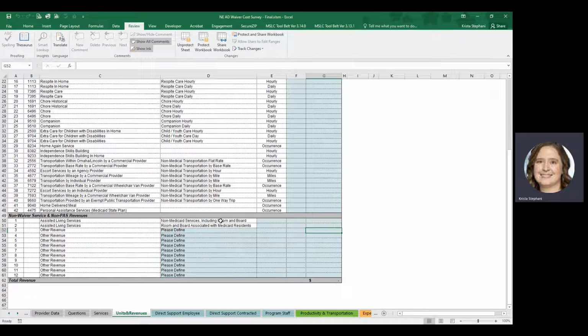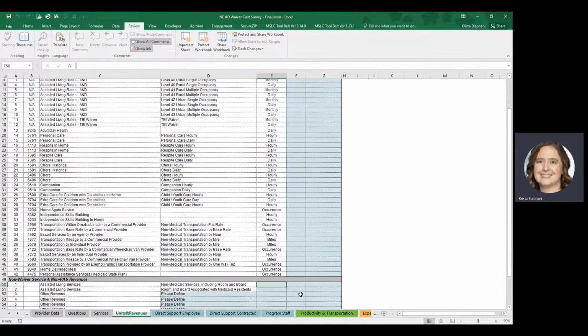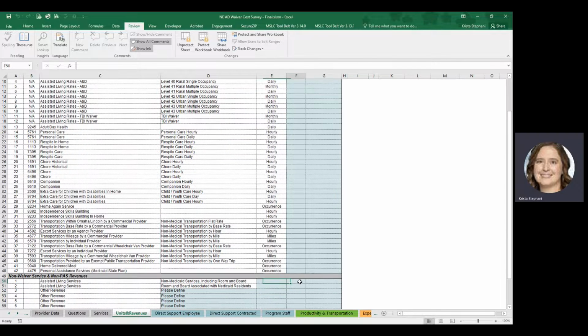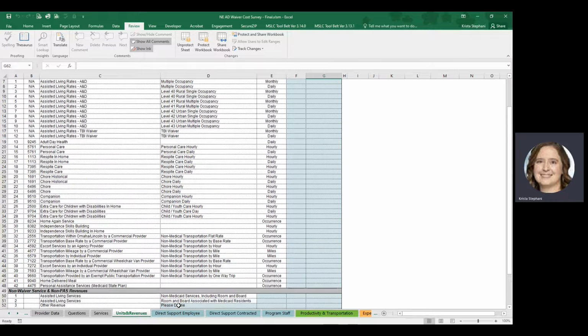Underneath the non-waiver service, if you would like to provide the information, you can provide the unit of service and the number of billed units, and then the total revenues, if you so desire. And then at the bottom of this survey, we will have calculated the total revenue, which should materially agree to your profit and loss statement or other document you used to prepare this cost survey.